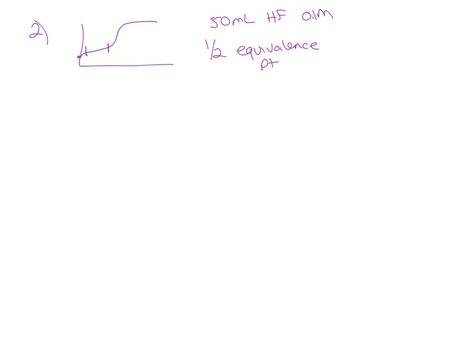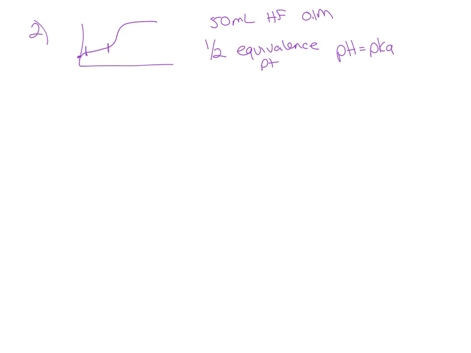Okay. Now, the second phase is the buffer region. Remember, this is our weak acid, strong base titration. I've got 50 milliliters of HF, and it's 0.1 molar. There's my 0.1. Okay, so here's my initial, that's where I was. Now my buffer is like from here to here or so. The biggest thing that you have to know is that at half the equivalence point, your pH equals your pKa.